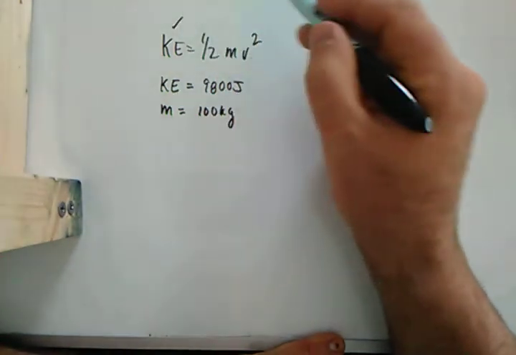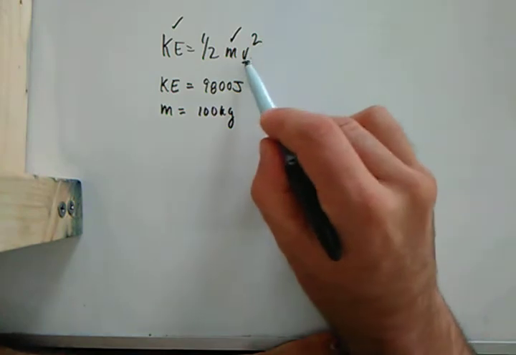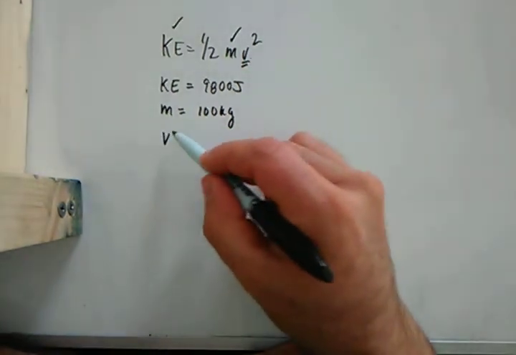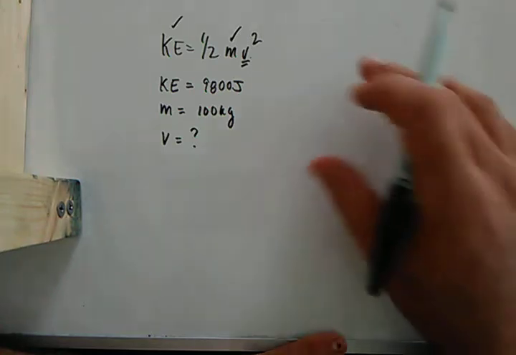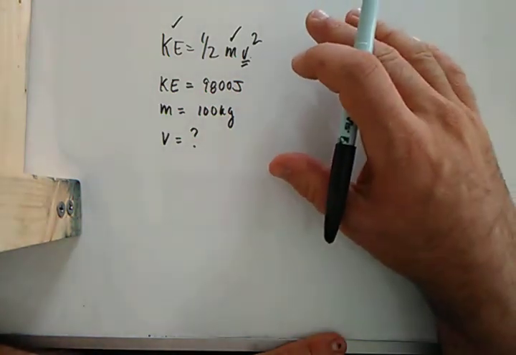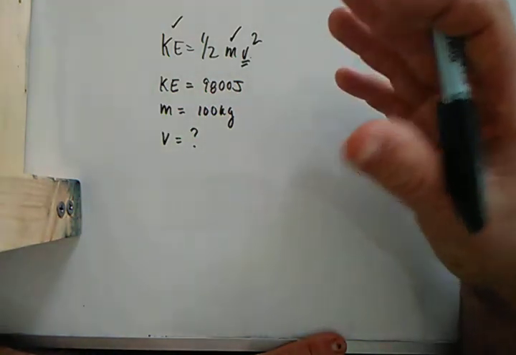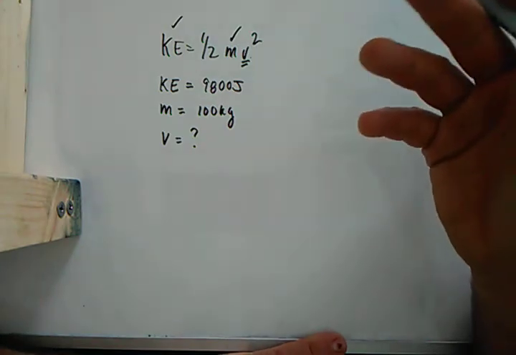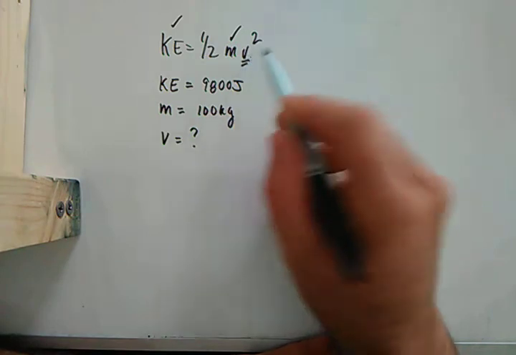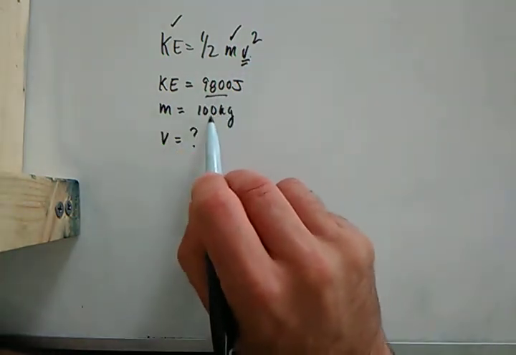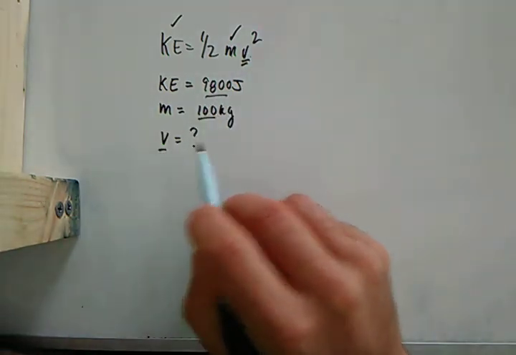So look, I've got this, so I should be able to solve for what the velocity is of that cart at the bottom of the hill. And that's a pretty cool thing. To be able to get the velocity of the cart at the bottom of the hill is an important thing to get, especially if you're a roller coaster builder or something like that. So look, I'm given the kinetic energy, I'm given the mass, I got to get velocity.